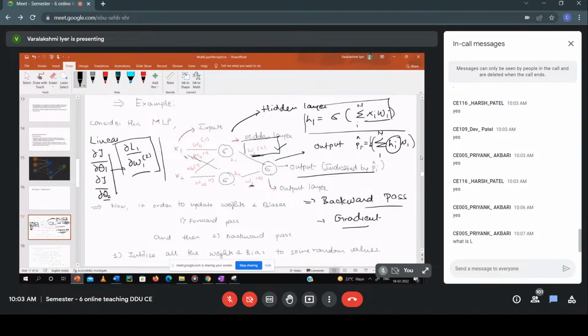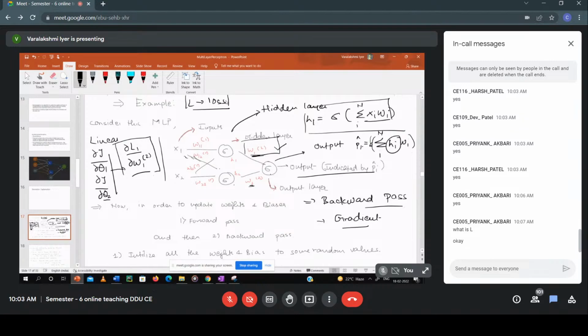Sorry, I forgot to mention, L is your loss. By L I mean here loss. Is this notation clear?